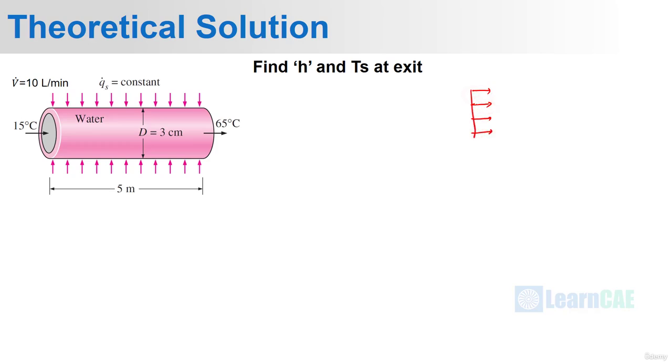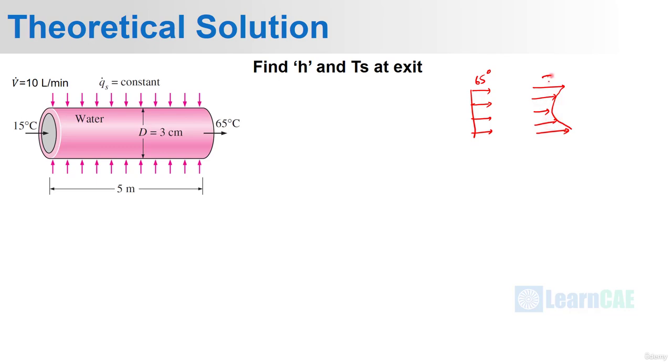If the temperature is 60 degrees Celsius at the end, and if it is uniform from the casing to the inner region. But actually the temperature will be high at the walls and it will be low or minimum at the center region, because here heat is supplied from the walls to the inner fluid. Therefore, the profile will be somewhat like this.